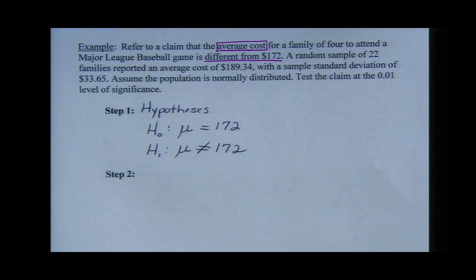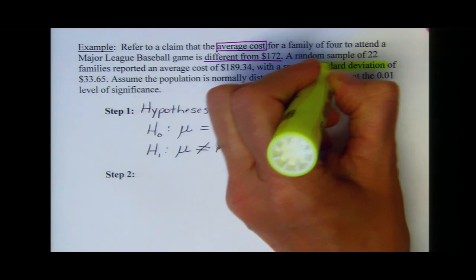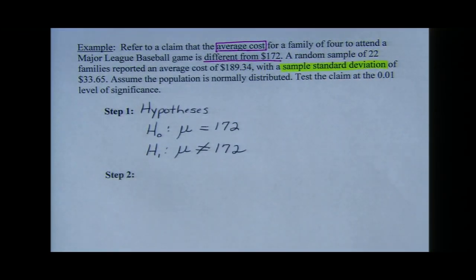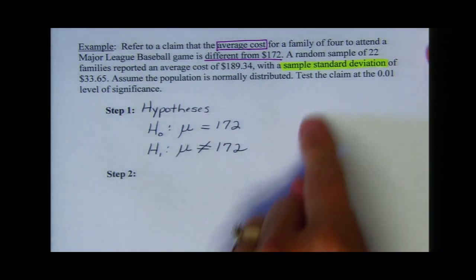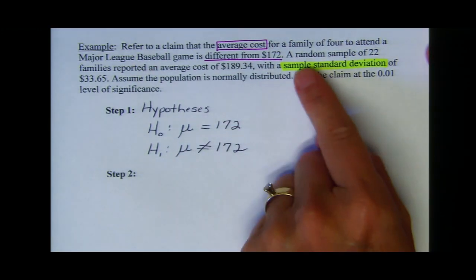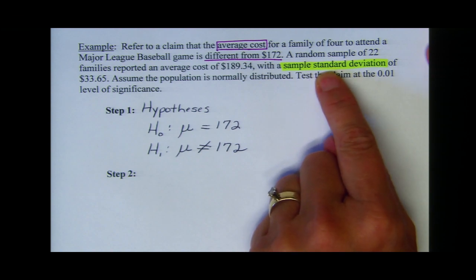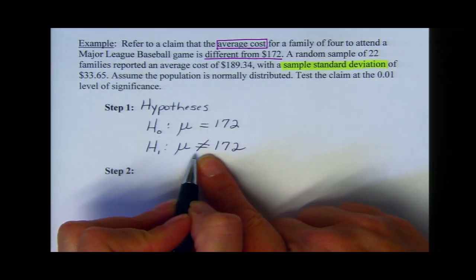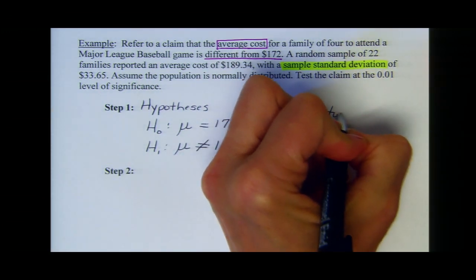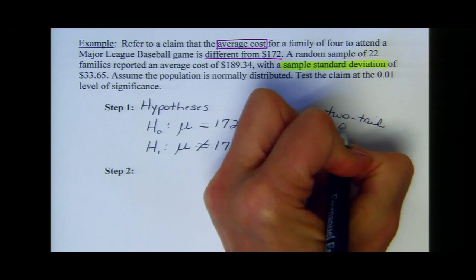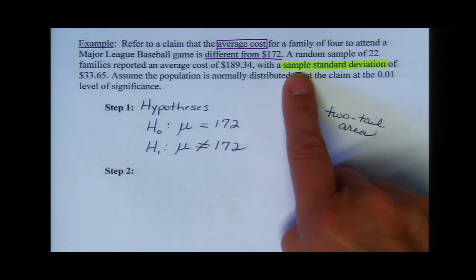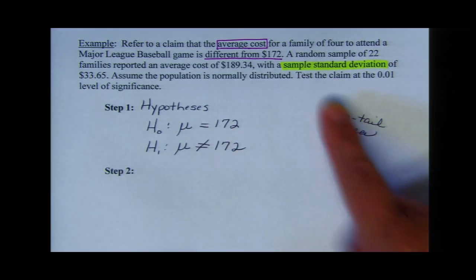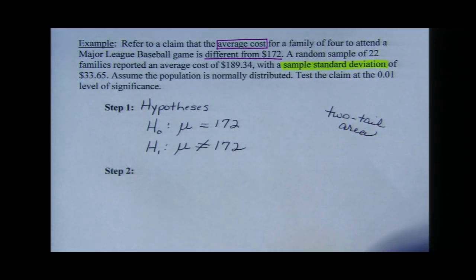Now, where you need to be careful is recognizing this right here. A sample standard deviation. So we're not going to use the z-table, so I'm not going to draw the curve over here and do right-tailed or left-tailed. Sample standard deviation tells me I'm going to use the student's t-distribution, which tells me then this alternate, yes, it's a two-tailed test, but for purposes of my table, I know to look at the two-tail area. If this was population standard deviation, I would have drawn my curve. But since it's sample, then I know I want to look for the two-tail area.